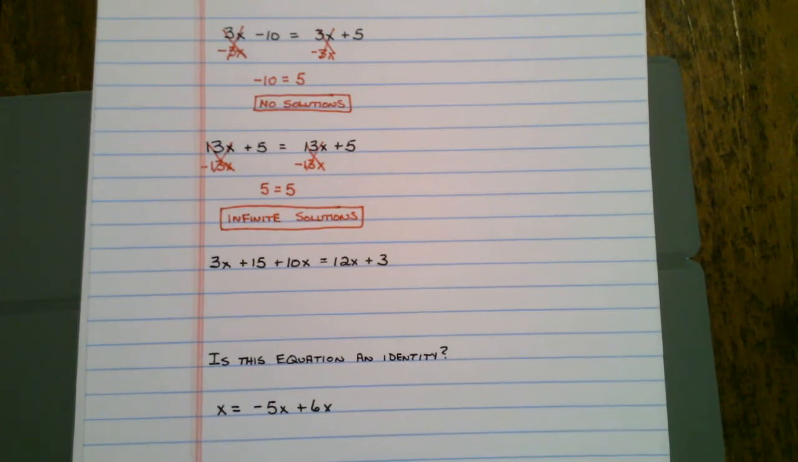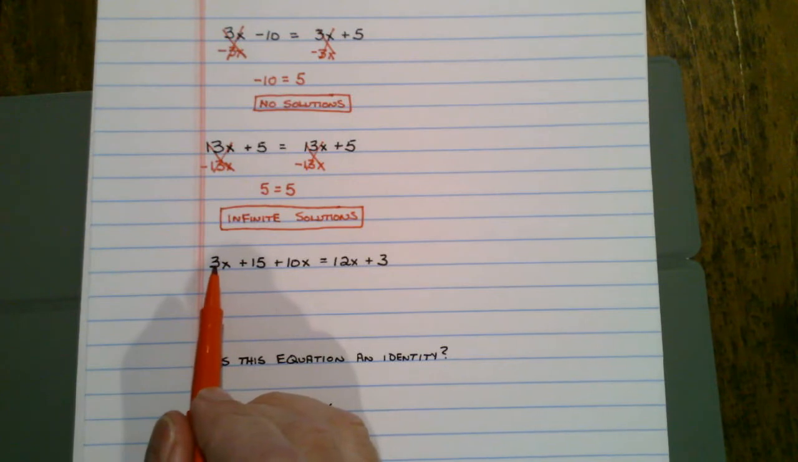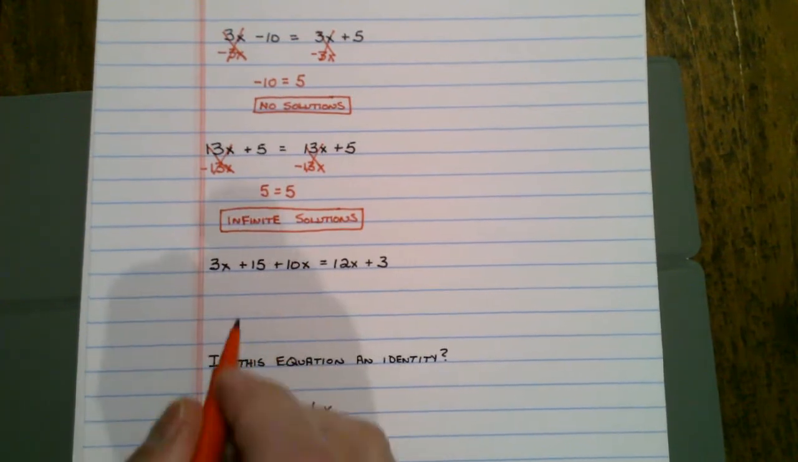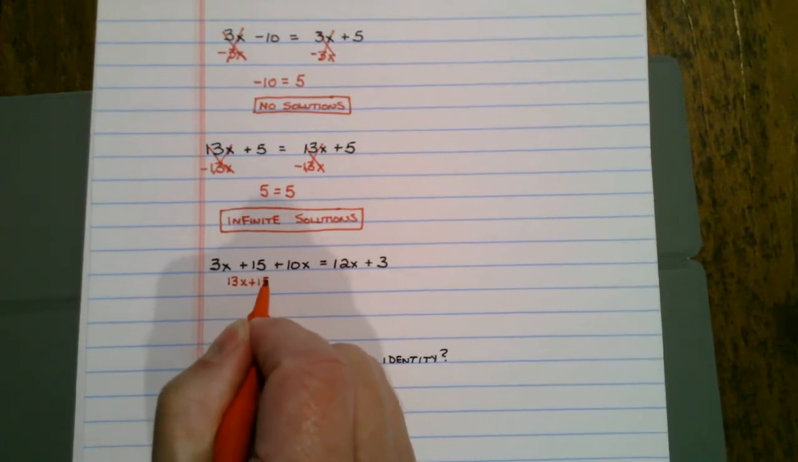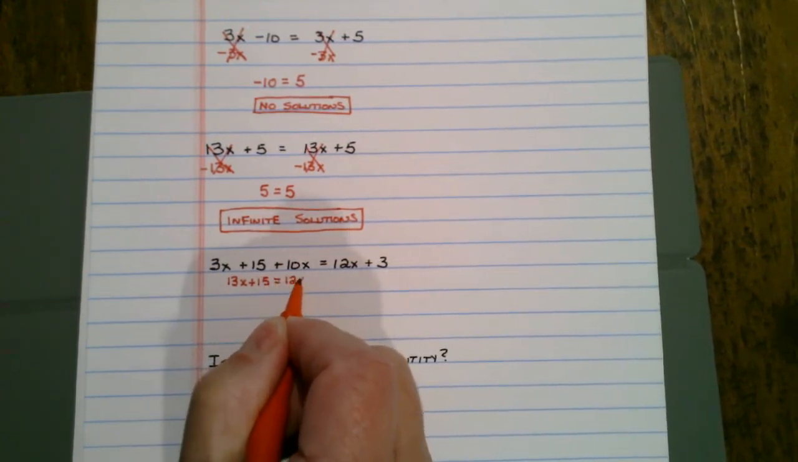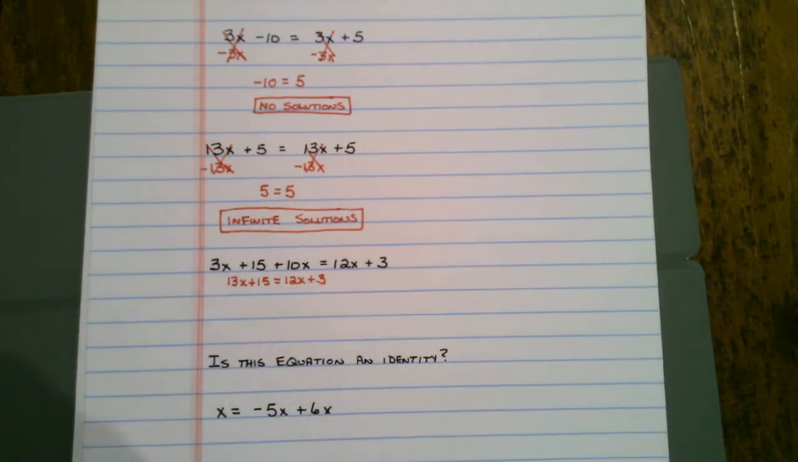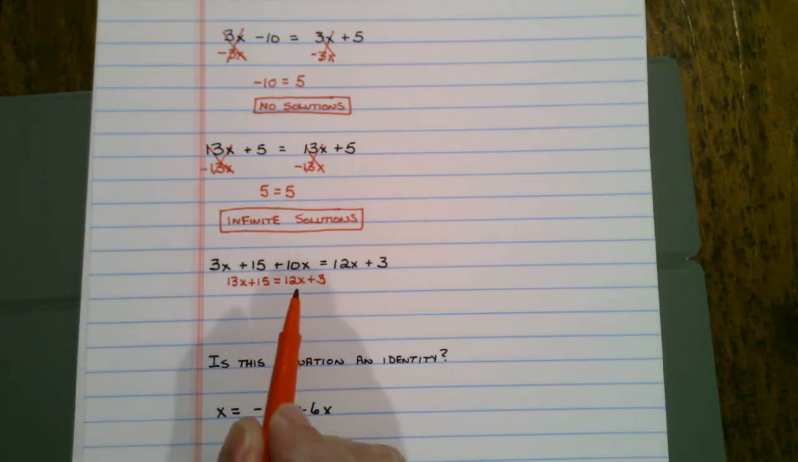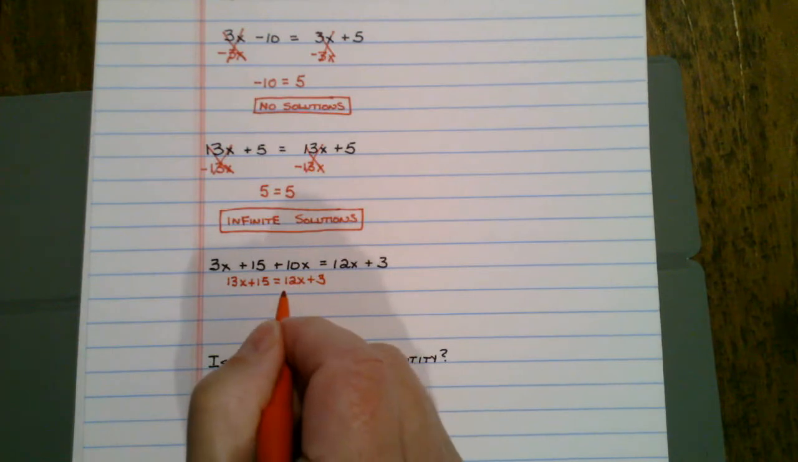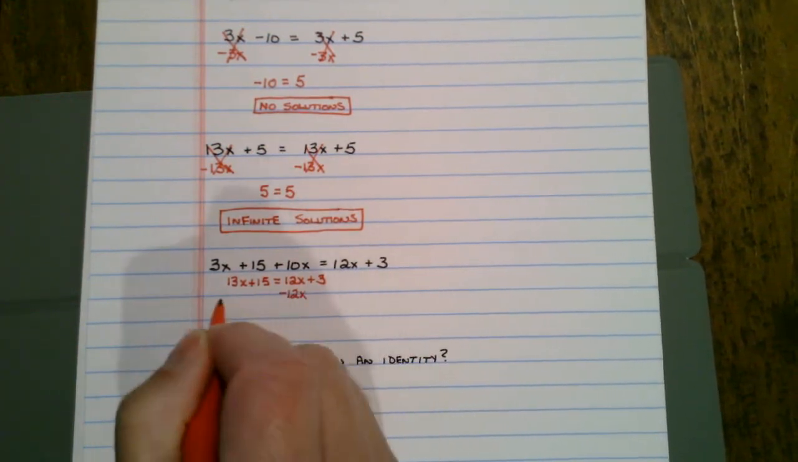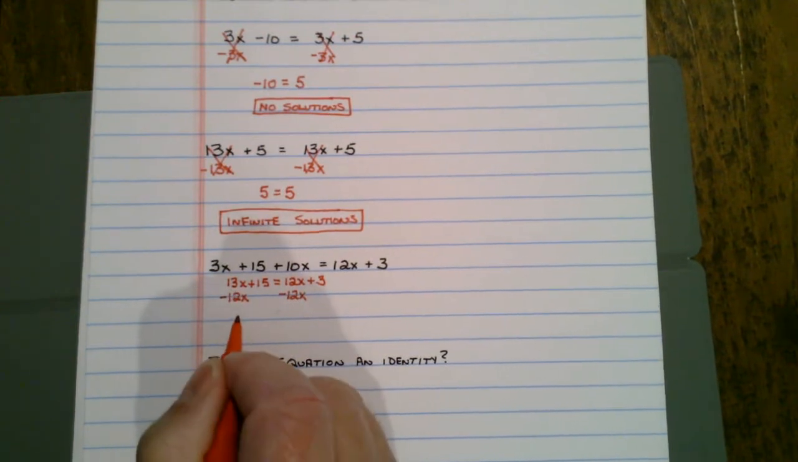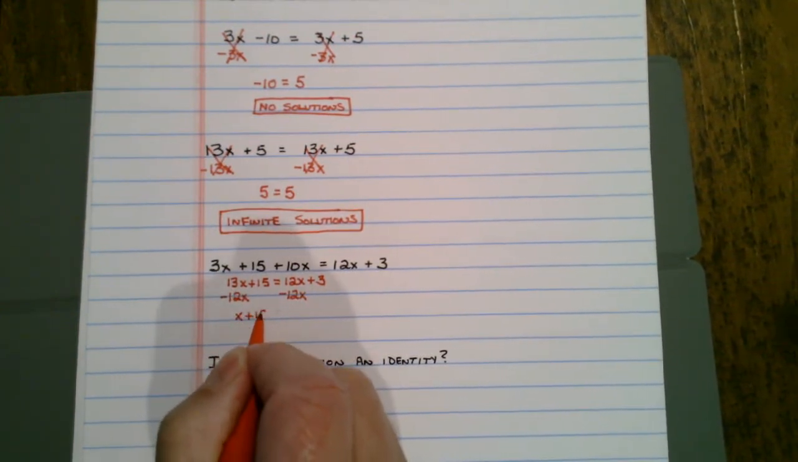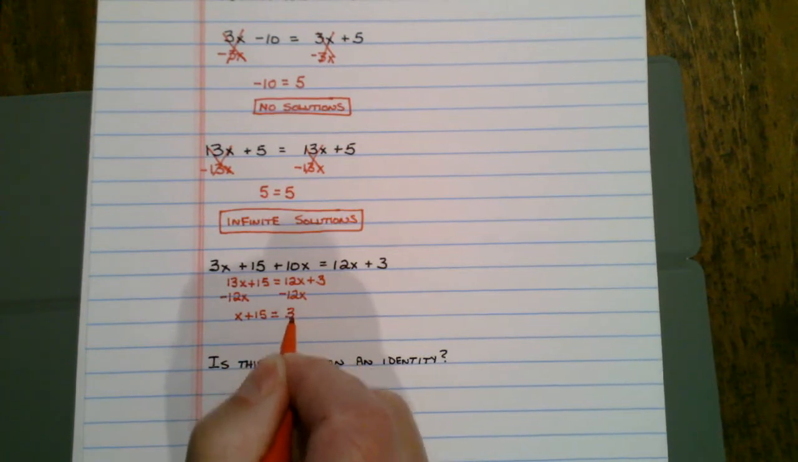I go to the next one. I go to solve this one. Well, for this one, I need to combine like terms first. I need to take this 3x and 10x and combine it together and get 13x plus 15 is equal to 12x plus 3. Now I get rid of the variable that's on the wrong side by subtracting 12x from both sides. The variables over here are not eliminated. X plus 15 is equal to 3.